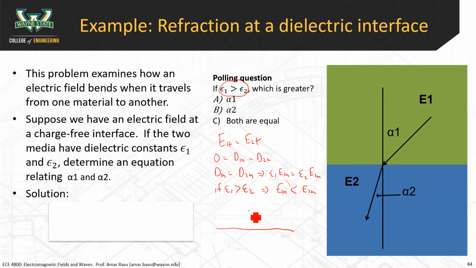So the way you think about it here, we draw this out. All right, and so we can say that E1n is going to be very small compared to E2n. So let's draw E2n like this, and we'll draw E1n like this. The tangential components are the same, so let's make the tangential components equal to each other.